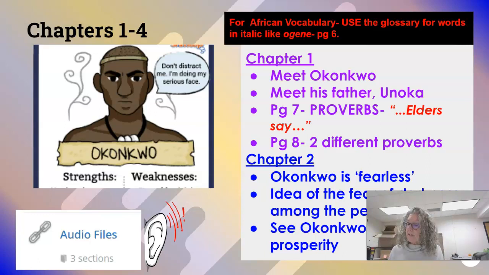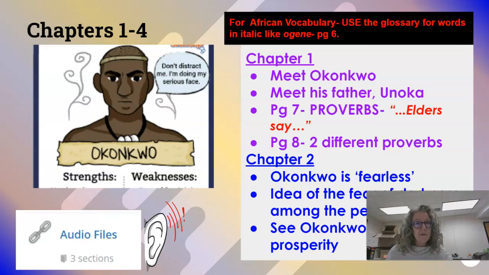Second thing you need to find on your assignment is an idiom, a proverb, or a folk tale. Those are the three literary elements that we should recognize that Chinua Achebe uses in this book. And I am telling you on page 7, there is a proverb. It also is listed in your packet. The full proverb is there.